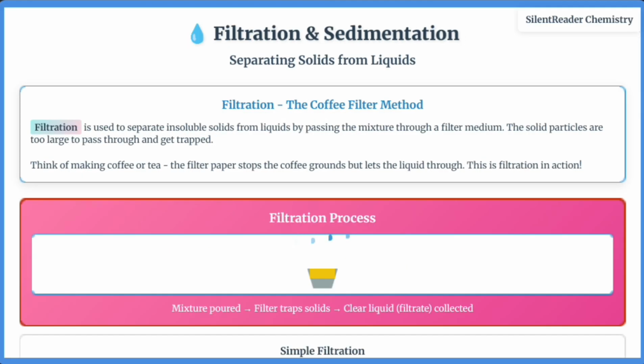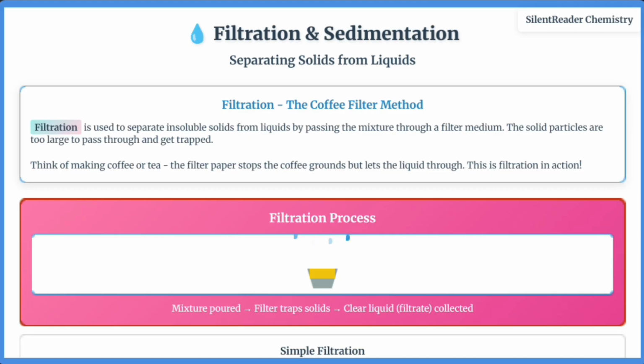Now let's explore filtration for separating insoluble solids from liquids. Filtration works by passing the mixture through a filter medium where solid particles are too large to pass through and get trapped, like making coffee or tea. Simple filtration uses filter paper in a funnel, with the solid collected as residue and liquid as filtrate.